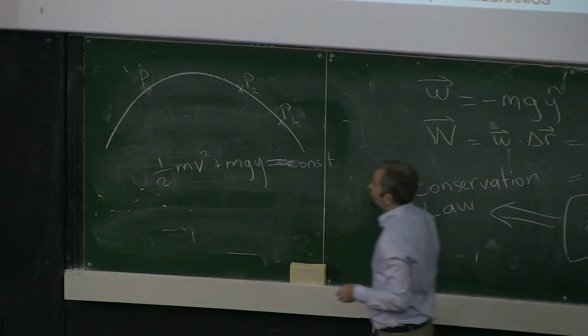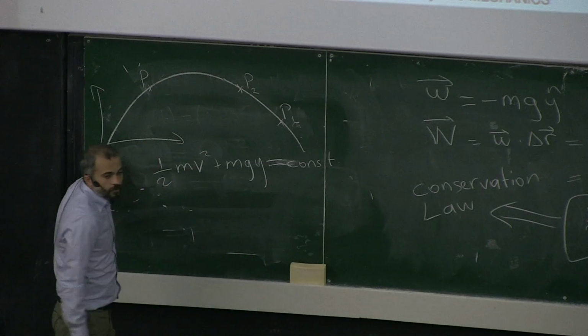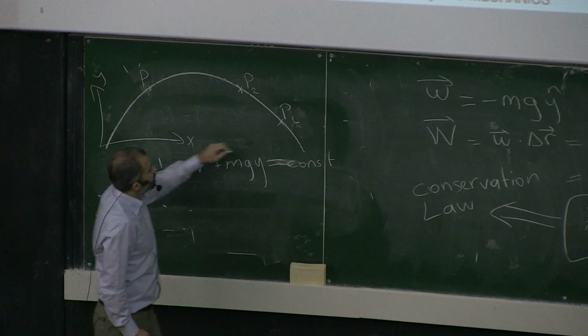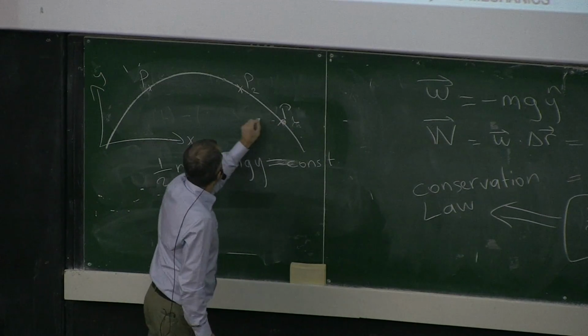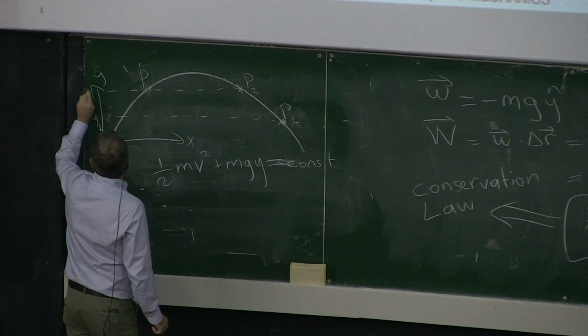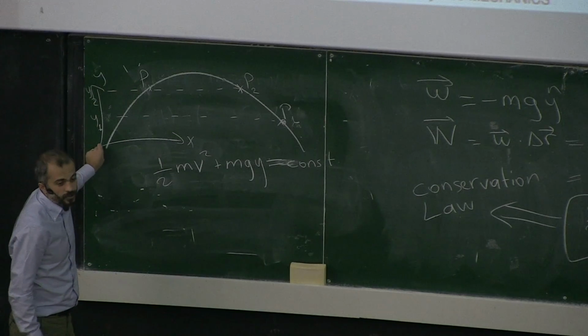Now here what I do is I just first fix a coordinate axis, fix its origin. This is the x, this is the y. This point has some y coordinate y1. This point has some y coordinate y2 with respect to this origin.